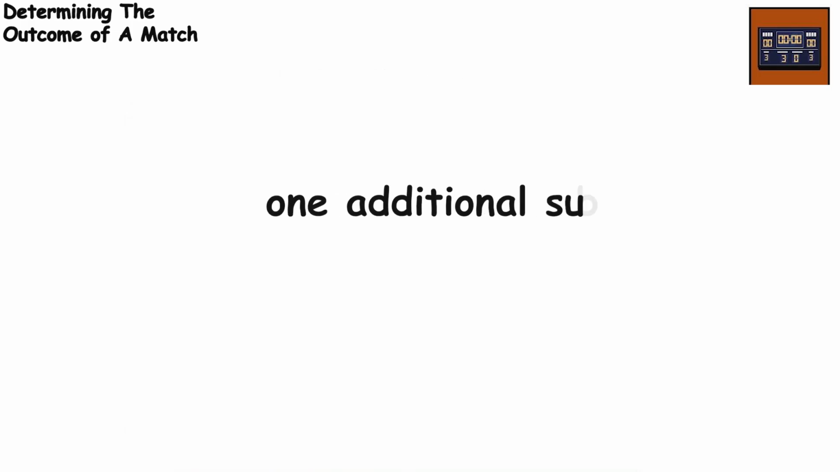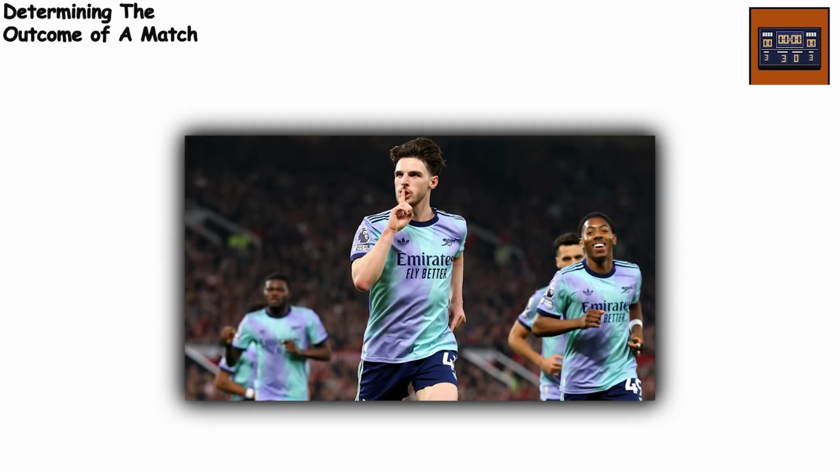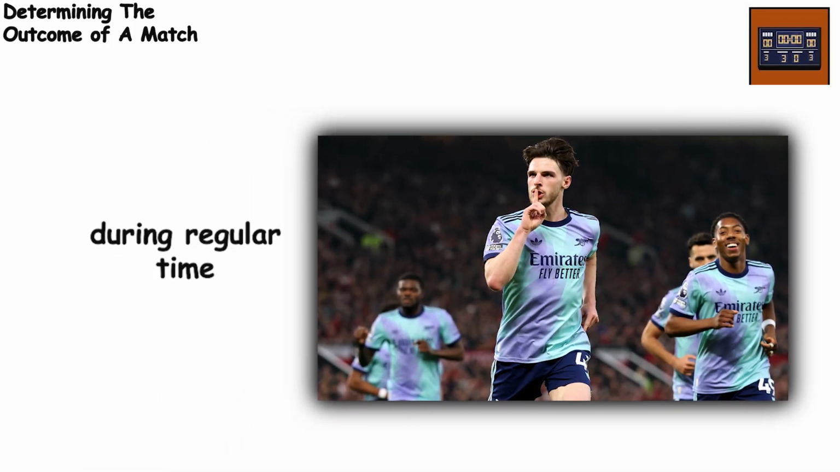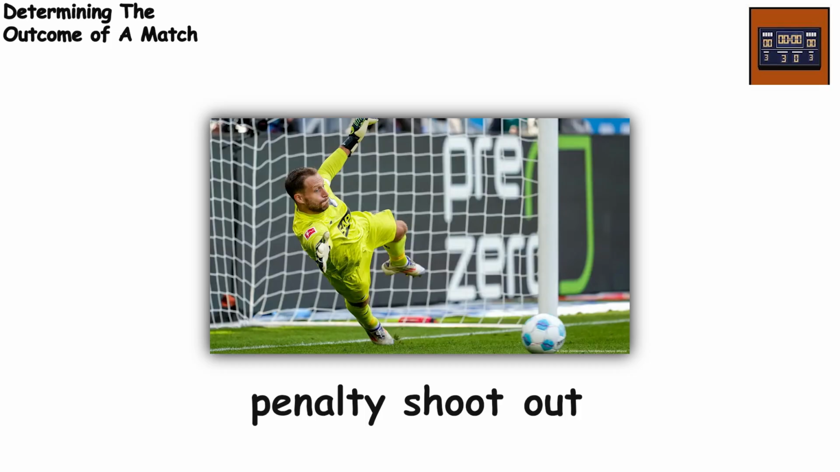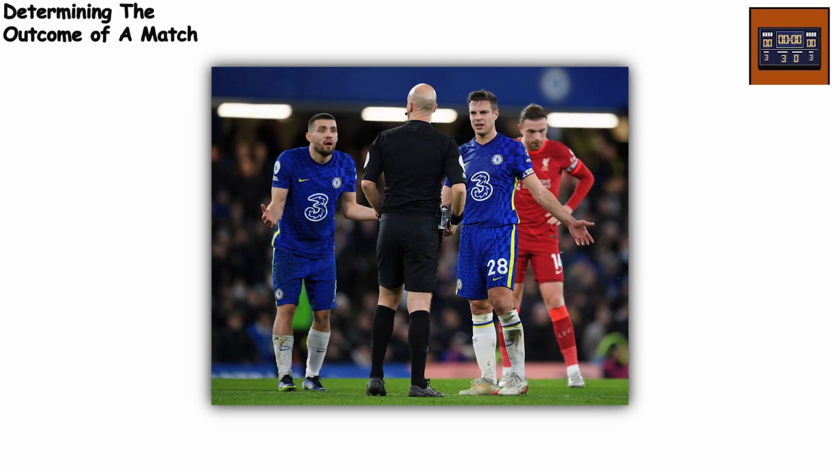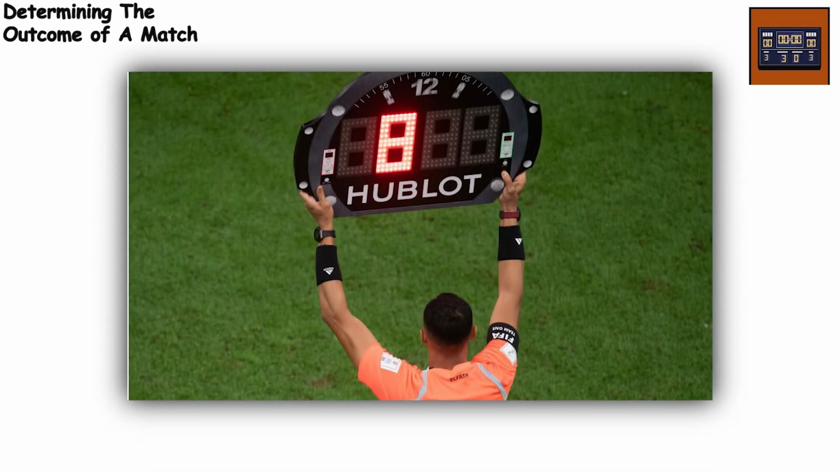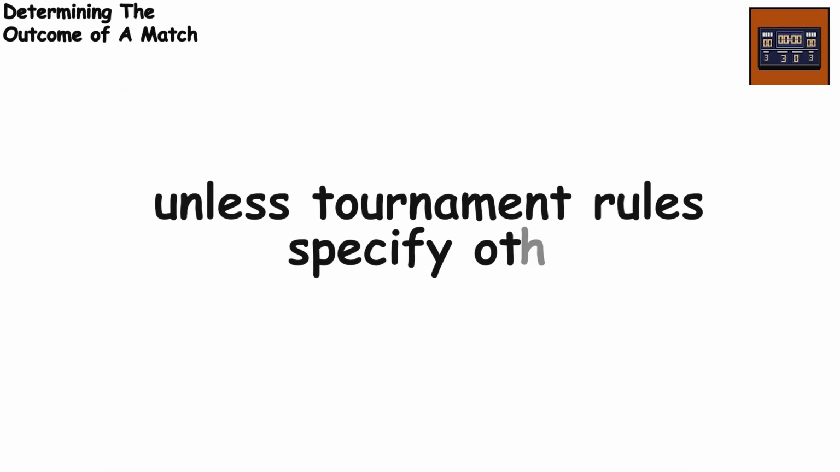The teams may make 1 additional substitution opportunity during extra time, without increasing the total number of changes allowed during regular time. If the match is still tied after extra time, the outcome is determined by a penalty shootout, where each team alternately takes 5 spot kicks. If still tied, sudden death kicks follow until one team scores and the other does not during a pair of kicks. Only players on the field at the end of extra time are eligible to take part, unless tournament rules specify otherwise.